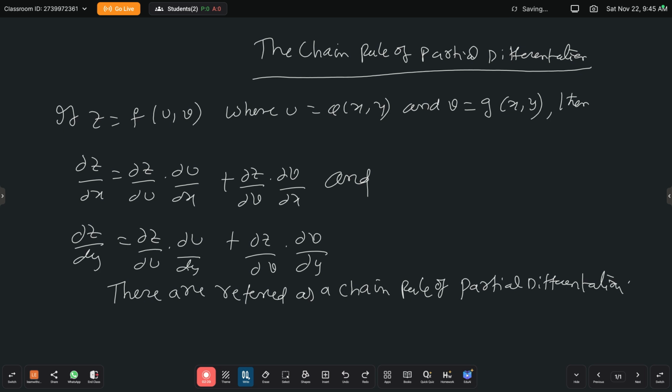Okay, now z is a function f of u, v, where u is another function of x comma y, and v is another function of x, y. Now the chain rule can be represented: dou z by dou x is dou z by dou u into dou u by dou x plus dou z by dou v into dou v by dou x. Now dou z by dou y, with respect to y, is dou z by dou u into dou u by dou y plus dou z by dou v into dou v by dou y. This is the chain rule of partial differentiation.